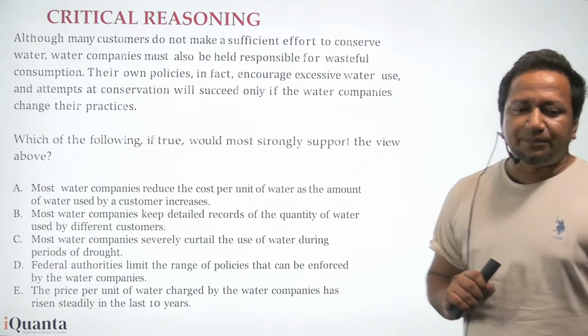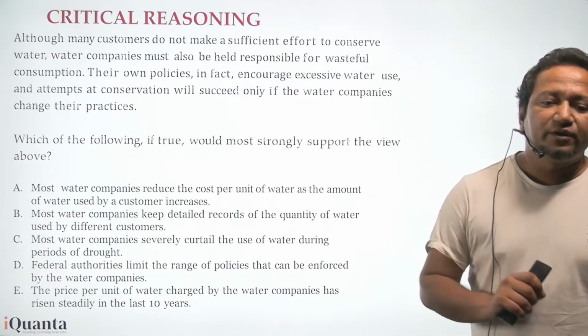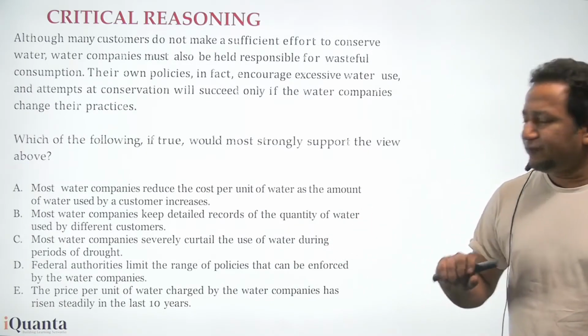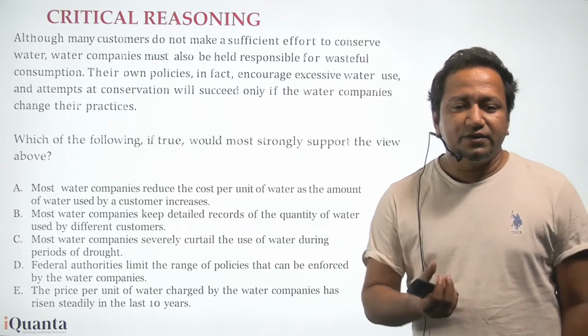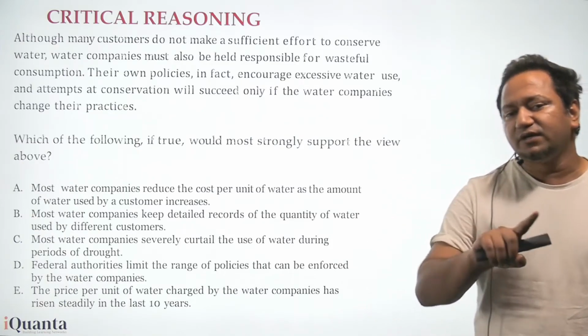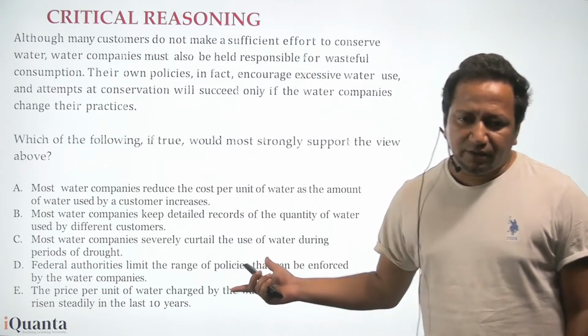Option C, most water companies severely curtail the use of water during periods of drought. This is basically weakening the argument because if periods of drought are there, they curtail the use of water. That means they are trying to conserve, but only in the periods of drought, not in general periods. So this is kind of weakening the argument. Of course, it cannot be the correct answer.